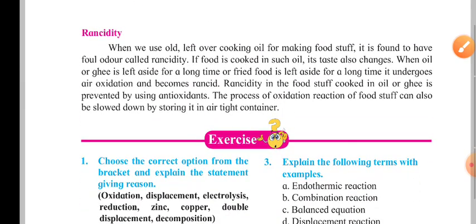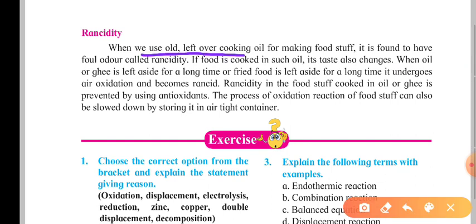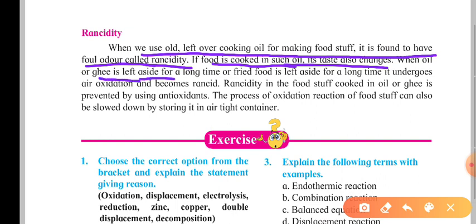The next one is rancidity, the last part of the chapter. It's very simple. When we use old or leftover cooking oil for making foodstuff, it is found to have a foul odor called rancidity. The smell of that oil is nothing but rancidity. If food is cooked in such oil, its taste also changes. When oil or ghee is left aside for a long time, or fried food is left aside for a long time, it undergoes air oxidation and becomes rancid.